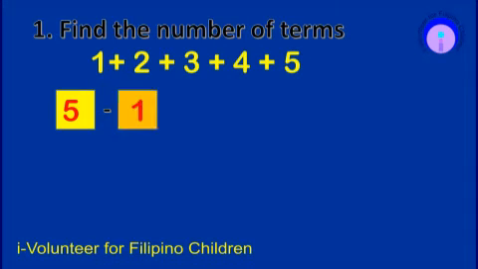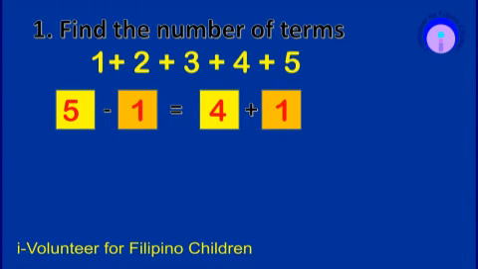5 minus 1 is equal to 4. Plus 1 is equal to 5. In finding the number of terms, starting with 1, the last term is always the number of terms. Hindi na natin kailangan itong formula na ito.